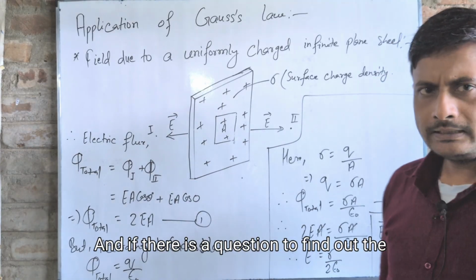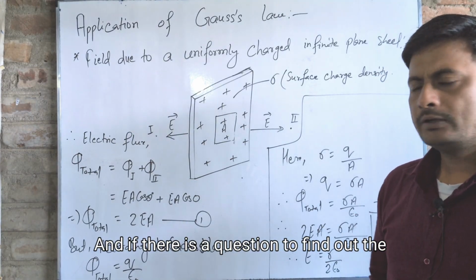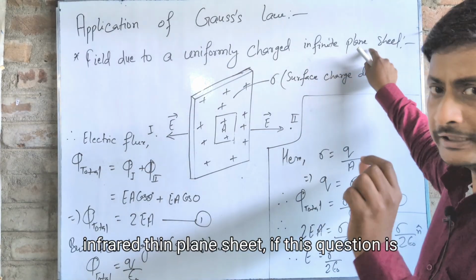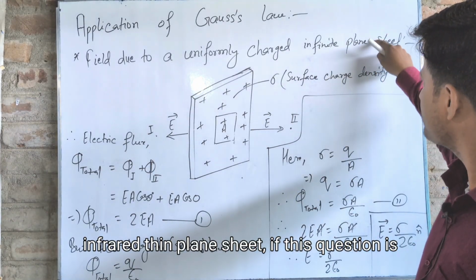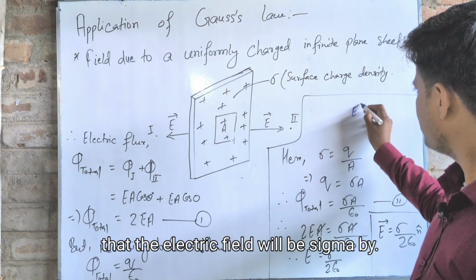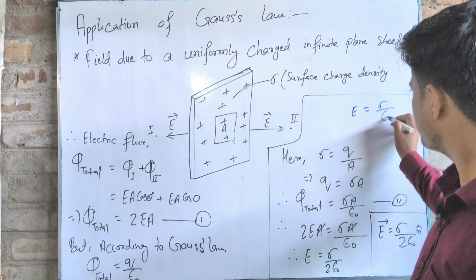And if there is a question to find out the electric field due to uniformly charged infinite thin plane sheet, if the question is about a thin plane sheet, then you have to remember that the electric field will be sigma by epsilon naught.